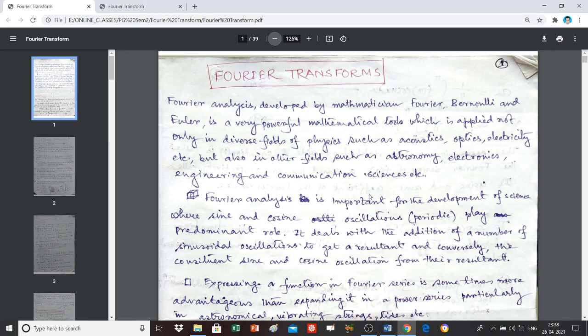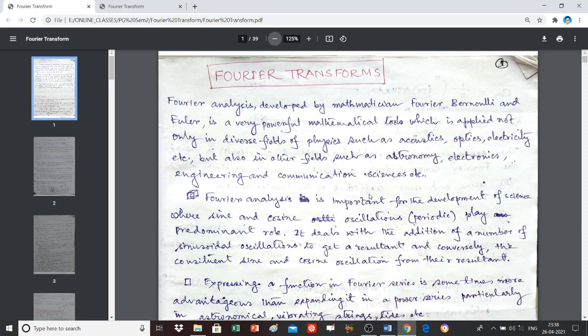But before doing that, we will have a brief look at the Fourier analysis. As you know, Fourier analysis is a very strong and powerful mathematical tool, which is applied not only in diverse fields of physics, but also in acoustics, optics, and electricity, as well as other fields like astronomy, electronics, engineering, etc. This Fourier analysis was developed by the mathematicians Fourier, Bernoulli, and Euler.